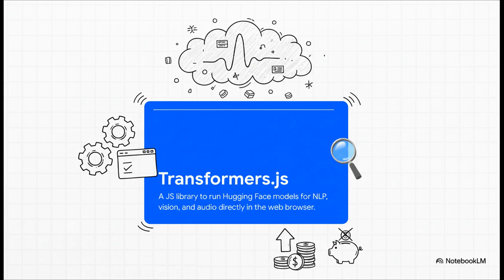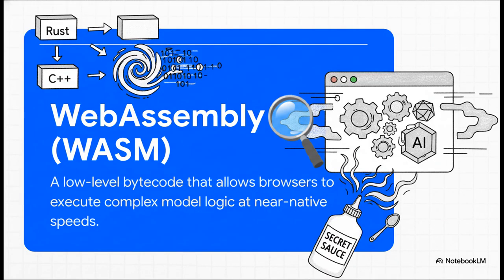It's incredible. And the reason it's so fast, that's WebAssembly, or WASM. That is the absolute secret sauce. Think of it like this. It lets you run super optimized code, like the kind written in Rust or C++, at nearly full speed inside the browser. It makes all that heavy AI math not just possible, but actually really performant.